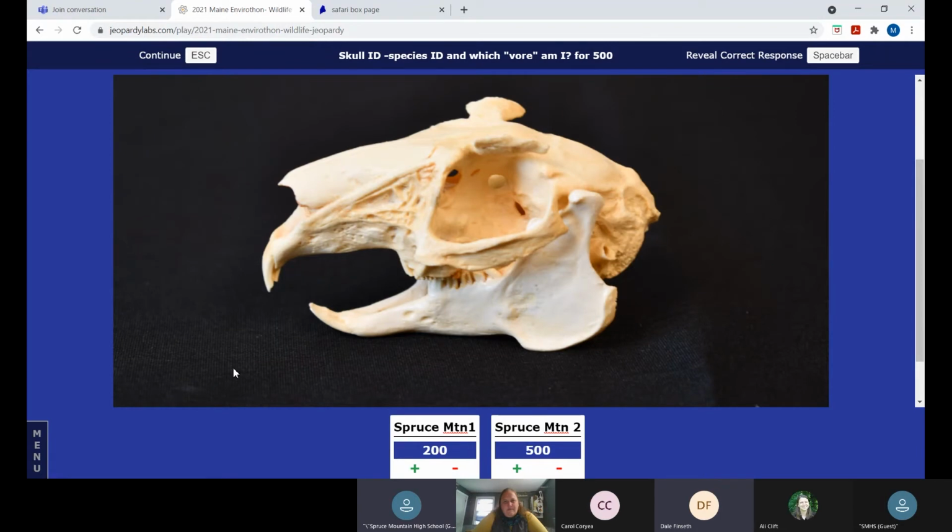Porcupine? I think it's porcupine. Porcupine, final answer? Okay, and then which vore? Herbivore. Okay, so that's a good answer. This is actually a hare or jackrabbit, but very close. Those rodents are tough unless they're right next to each other to identify. But you did a really good job recognizing that it's in that rodent family, and they are herbivores.